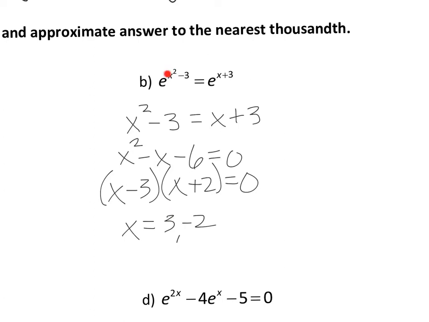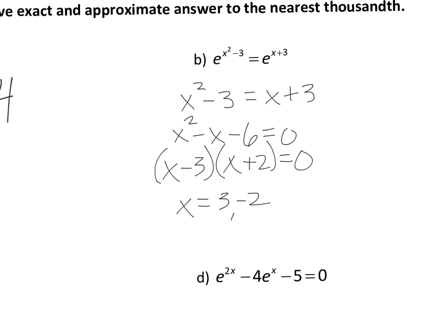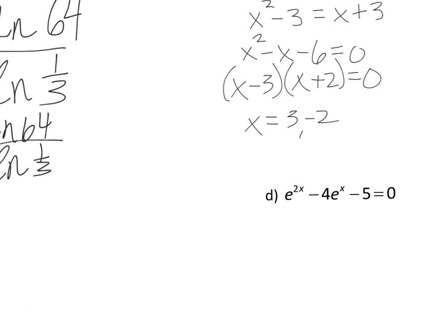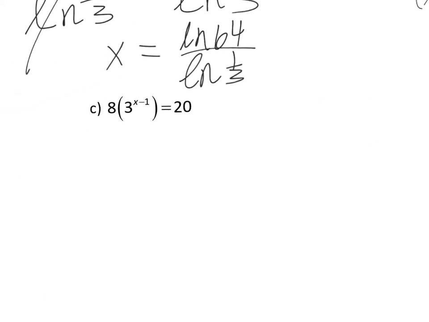If I plug in 3, 3 squared is 9, 9 minus 3 is 6. Over here, you plug in 3, 3 plus 3 is 6, so we have e to the 6, e to the 6, so x equals 3. Same thing would happen with negative 2, but again, particularly with the logarithmic equations, because that's when we'll get some undefined values depending on when we solve.